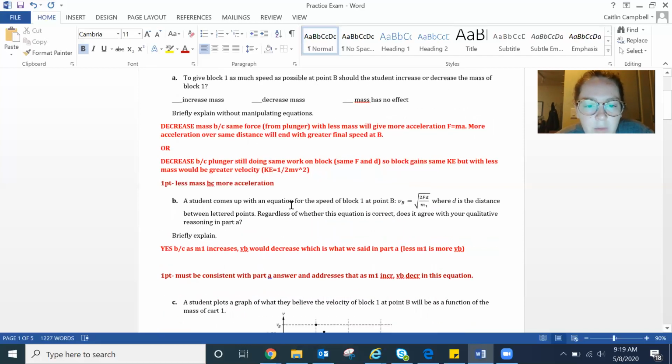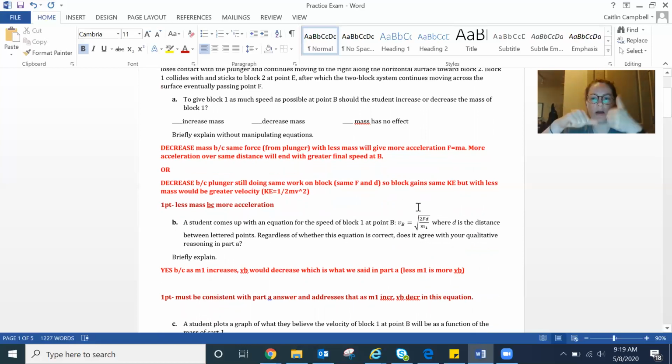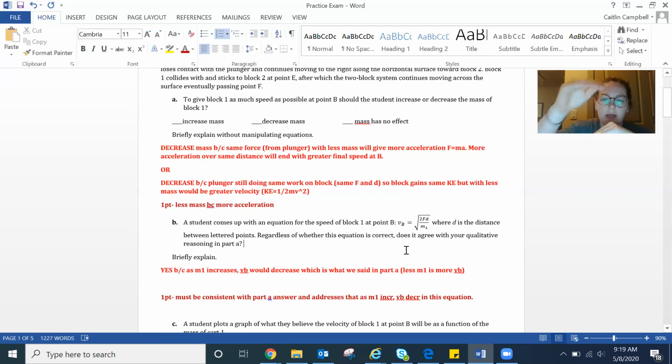B, so we have an equation for the speed at B where D is the distance between the lettered points. Regardless of whether this equation is correct, does it agree with your qualitative reasoning in part A? So in part A, we said if we want as much speed as possible, we would decrease the mass. That means they are an indirect relationship or on opposite sides, and this agrees. Now, it doesn't matter about F or D, right? I'm not asking whether it's correct. I said, does it agree with our reasoning in part A? Our reasoning in part A said less mass would mean more velocity, and that definitely agrees.